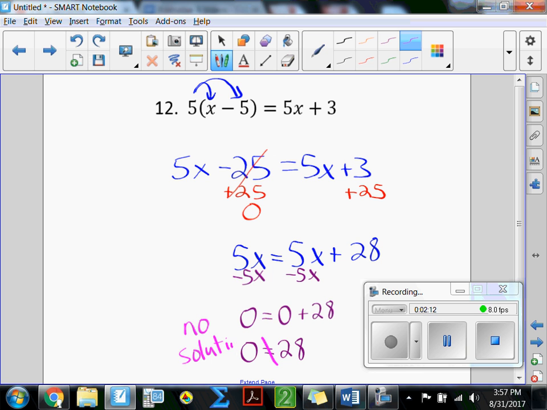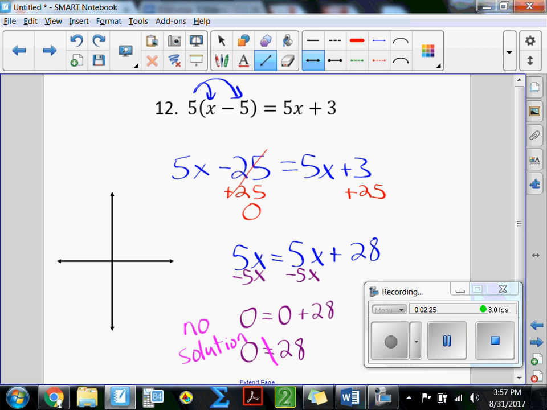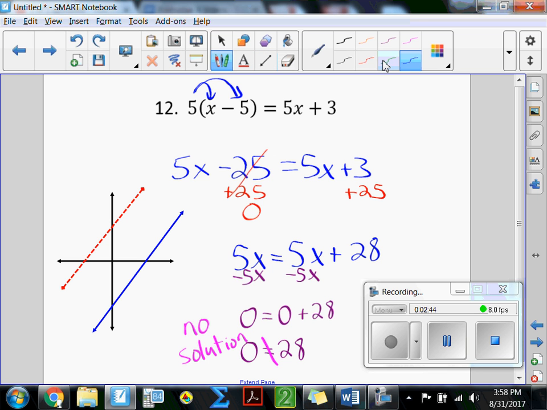That means that there is no number that x could be that would make these equations be equal to each other. If I looked at it on a graph and I gave myself an expression for each one, the 5x minus 25 might be something like this, and the 5x plus 3 might be something like this. The lines are going at the same slope or the same rates, so they are not going to touch ever, which is why there is no solution, because there is no intersection point.